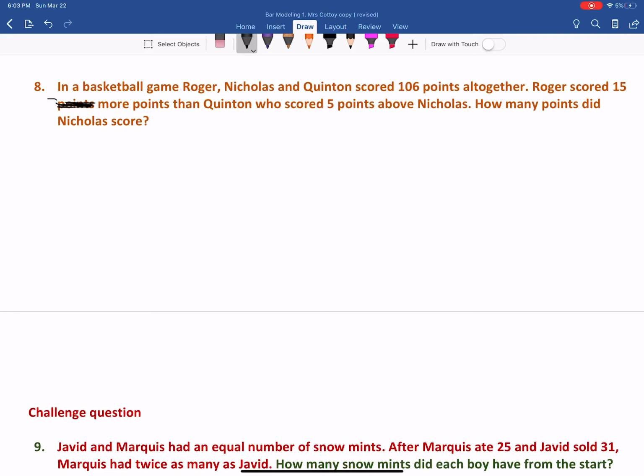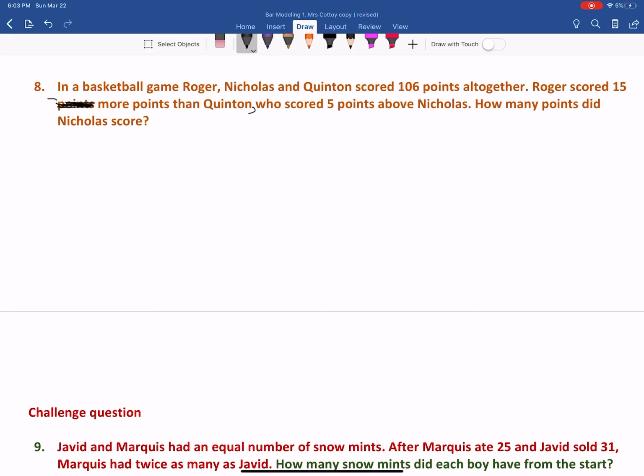In a basketball game, Roger, Nicholas, and Quinton scored 106 points altogether. Roger scored 15 more points than Quinton, who scored 5 points above Nicholas. How many points did Nicholas score? This was a comma I tried to make there.